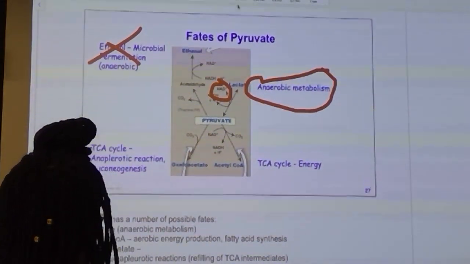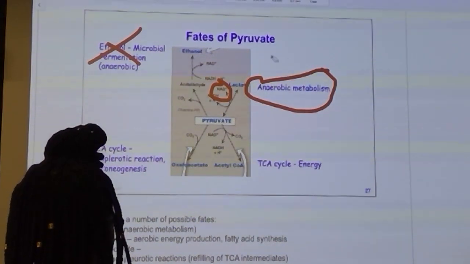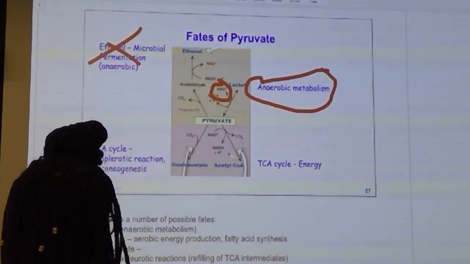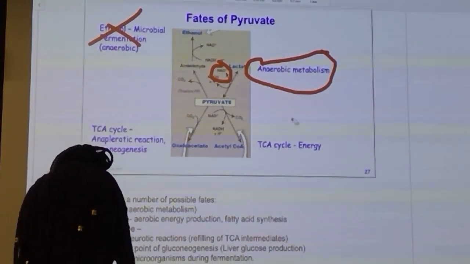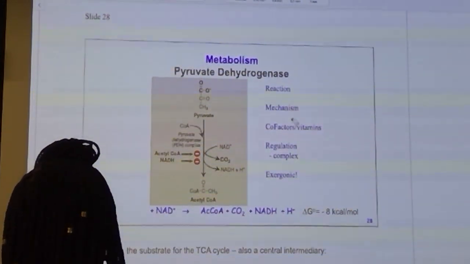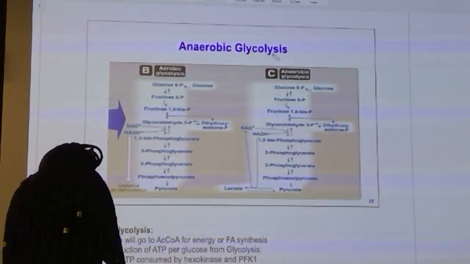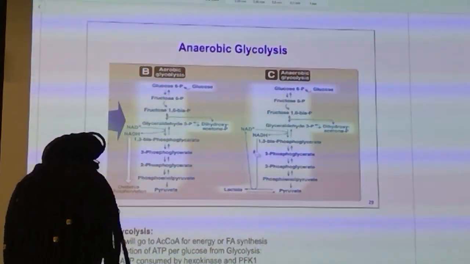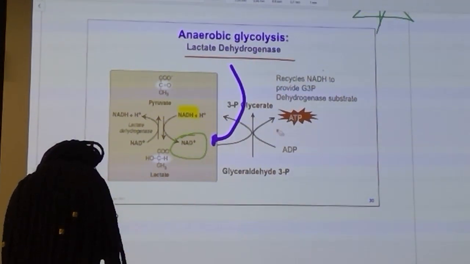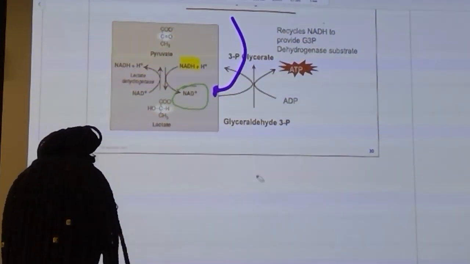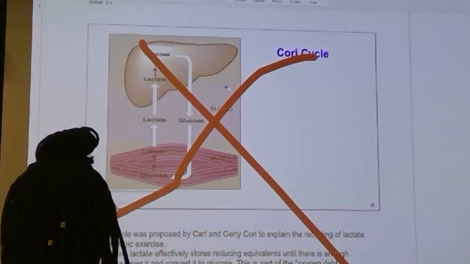So when there's no oxygen, you go to anaerobic glycolysis. The function of pyruvate is to remake NAD plus in anaerobic metabolism. And then the enzyme that remakes the NAD plus is lactate dehydrogenase. This is updated, so you can delete the slide.